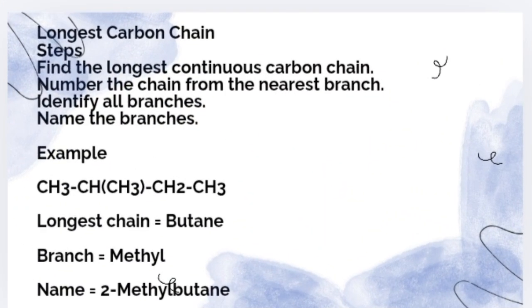Slide number 8. Longest carbon chain steps. When naming constitutional isomers, the first step is to find the longest continuous carbon chain. Next, number the chain from the nearest branch. Then identify and name the branches. In this example, the longest chain is butane. The branch is methyl. So the correct IUPAC name is 2-methylbutane.